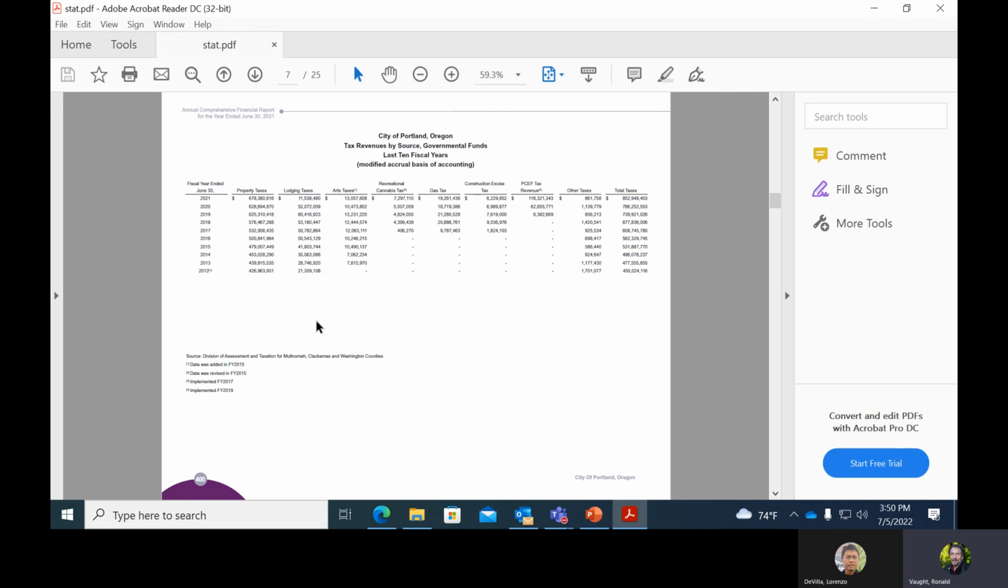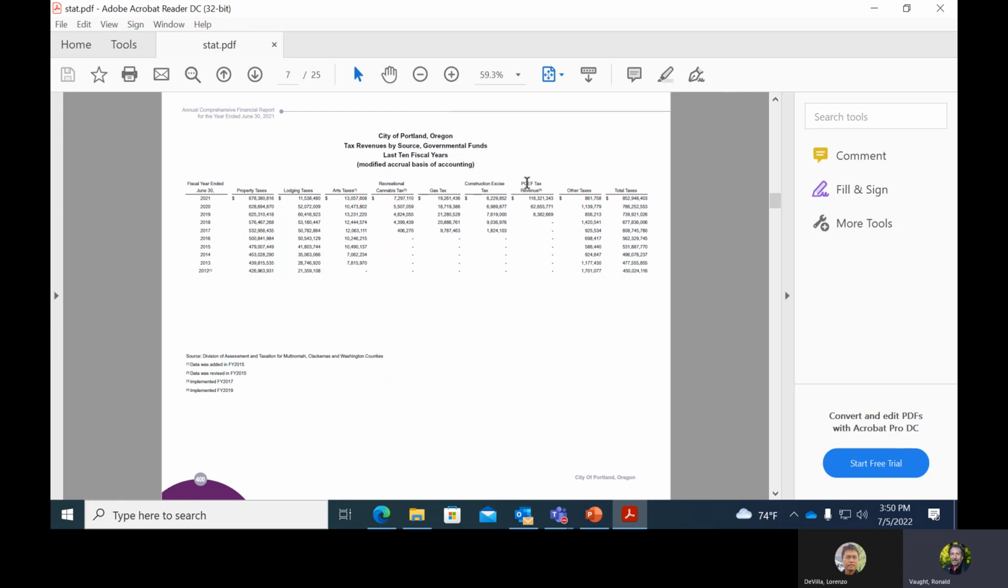We're talking about property taxes, lodging taxes, arts. And PSEF is the newest one that has been added. And that one just keeps going crazy. What is PSEF? So that's the clean energy fund. Oh, okay. That makes sense.